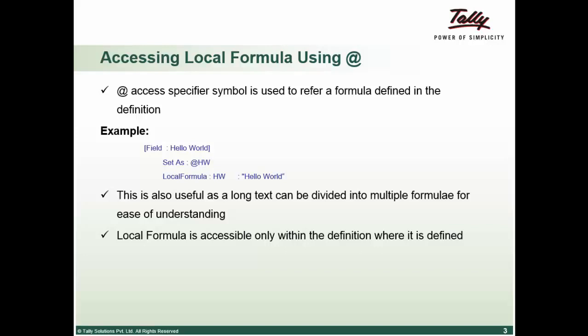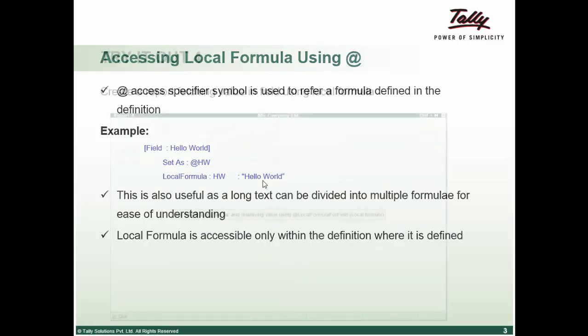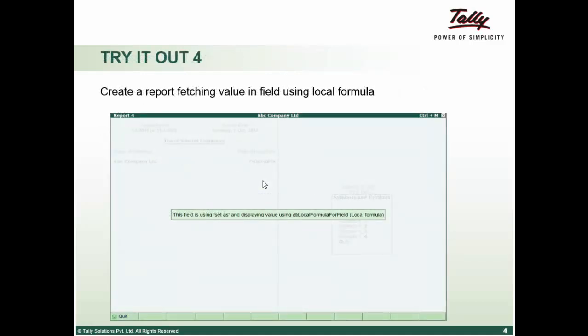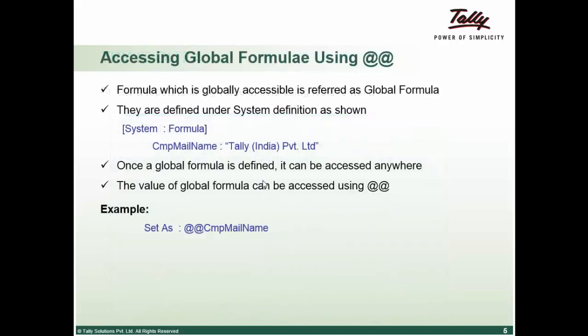The value of a local formula can be accessed by using the prefix symbol @. So as you can see in this example, set as :@HW, local formula :HW hello world. So this output would be hello world. Then you can try this out. You can just write a simple code, write a local formula, and try to show the output of the local formula.